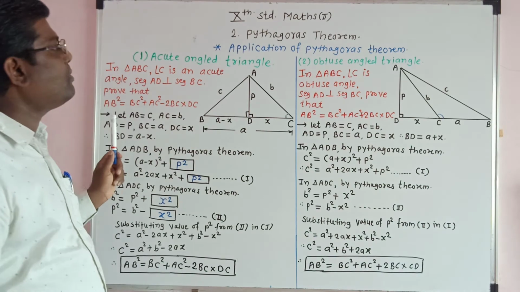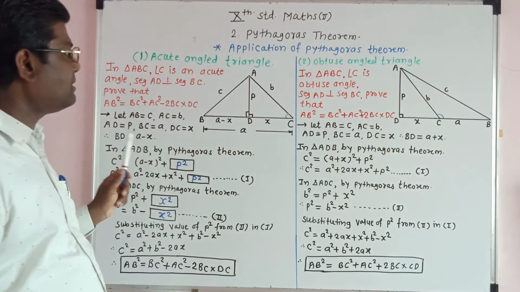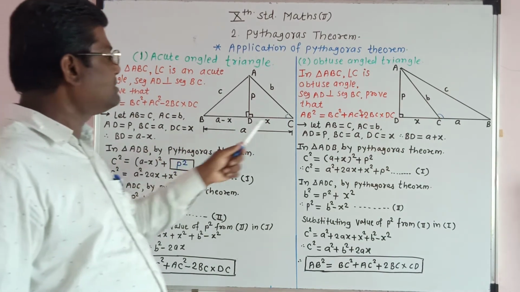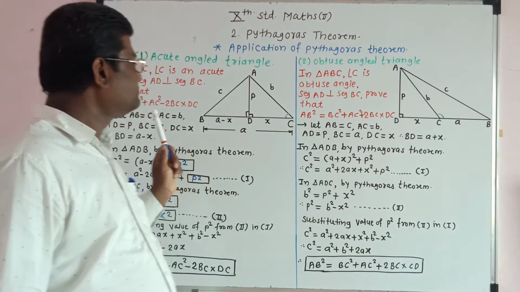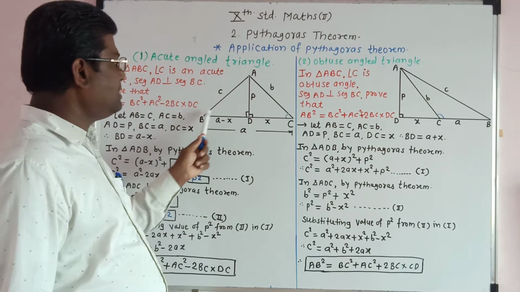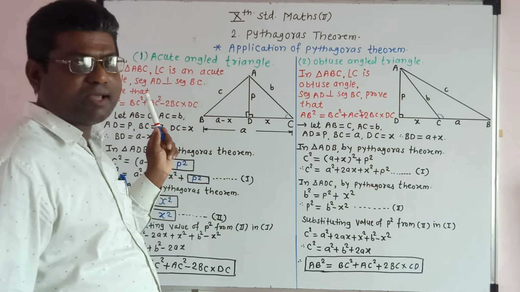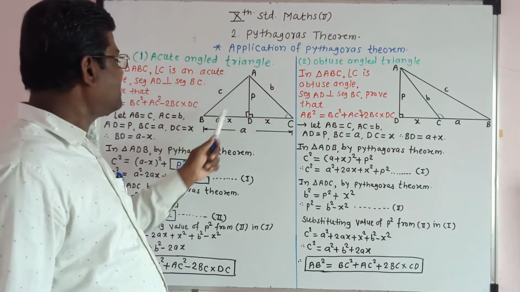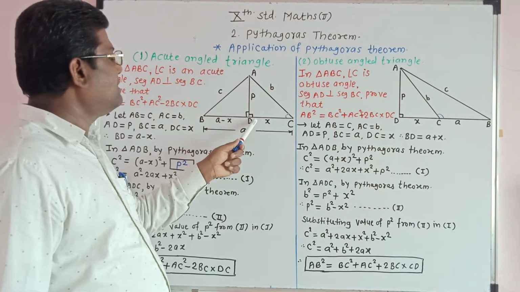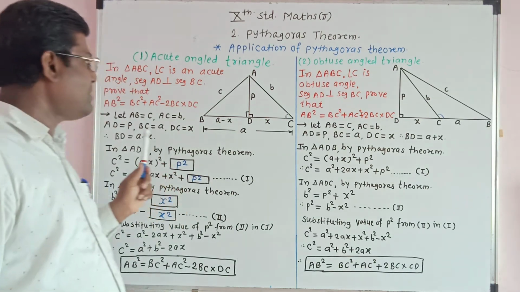Now let's see how Pythagoras theorem is applied for acute angled triangle. This triangle ABC is acute angled triangle in which angle C is acute angle, and let the side opposite to vertex B be denoted by small b, side opposite to vertex C by small c, side opposite to vertex A by small a, and let DC be equal to x and BD be equal to a minus x.